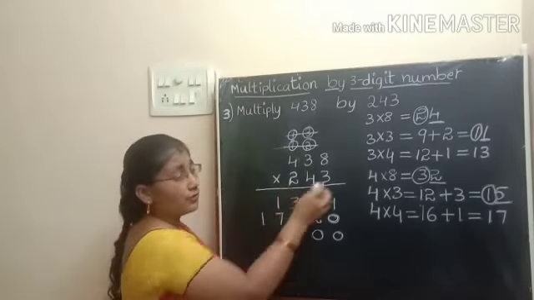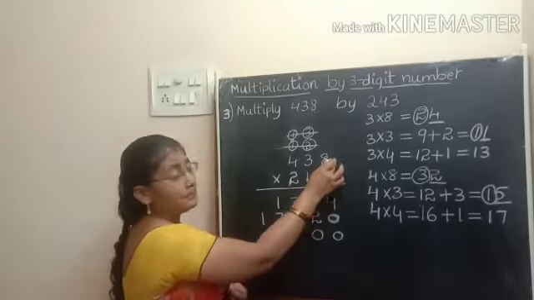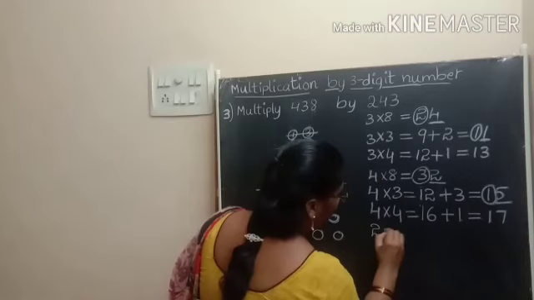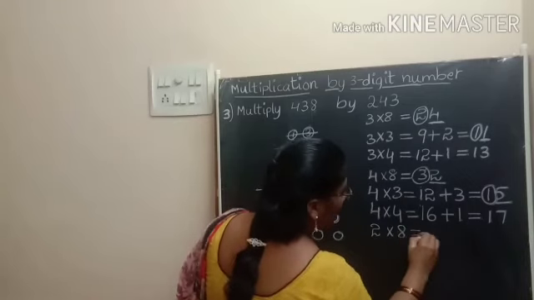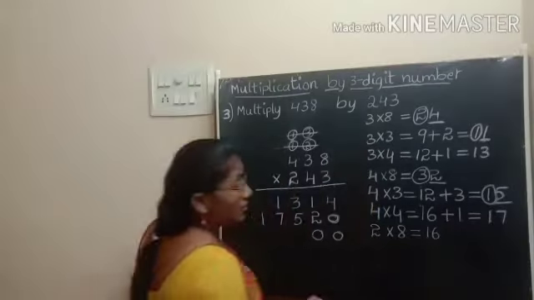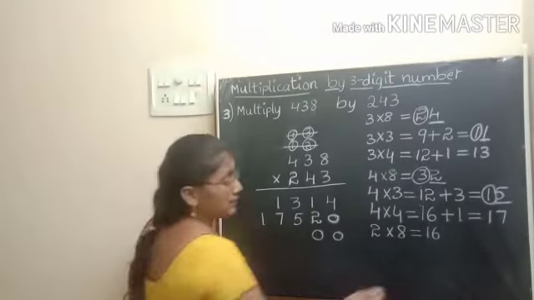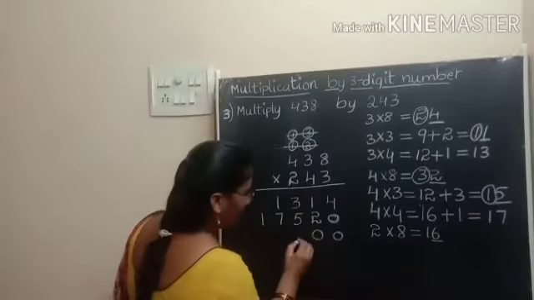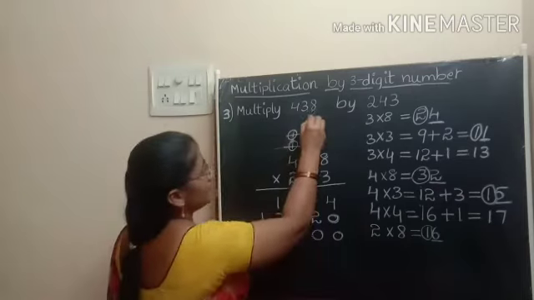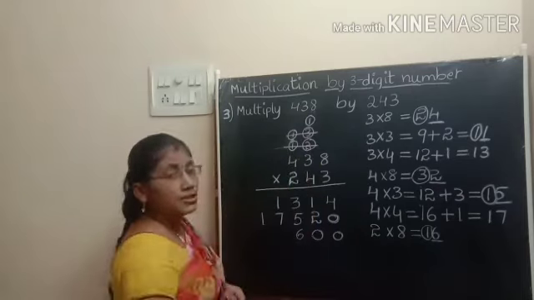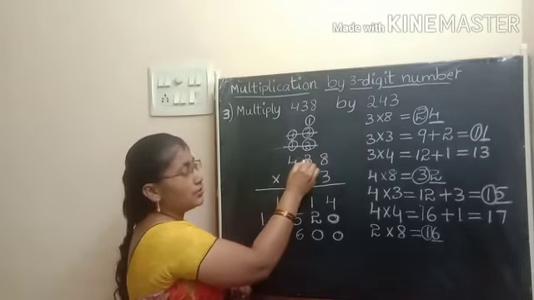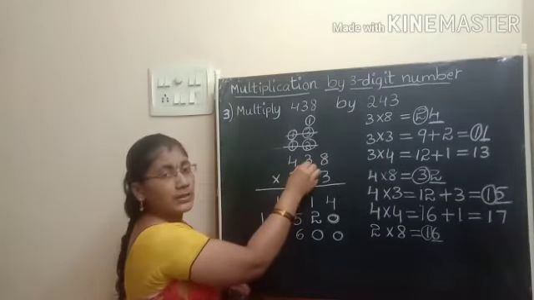First we should start from the digit in ones place again. So, take 2 into 8. How much it is? 2 8s are 16. But we need to write only single digit. Write 6 here and write 1 as carry in the next place. Understood? We multiplied the digit in ones place, so the next place is tens. So we have to write carry in tens place.